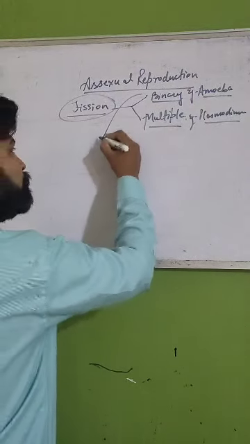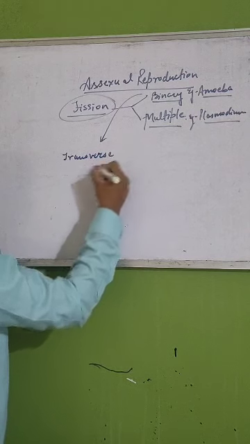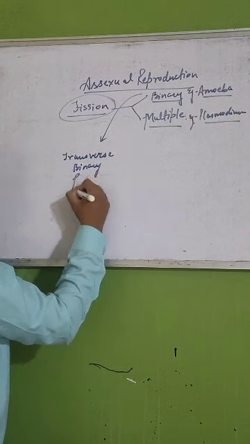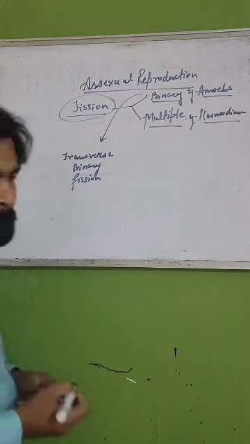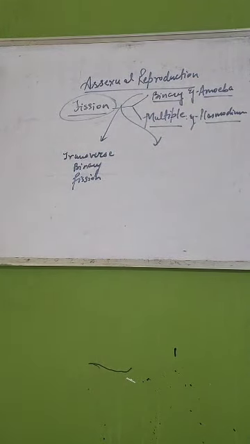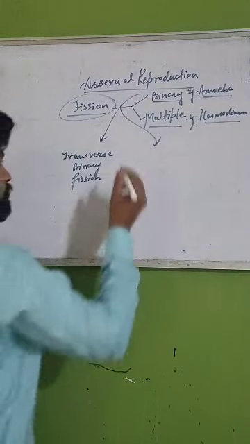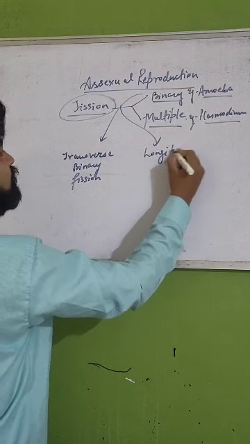If we talk about binary fission, it can again be subdivided into two forms. That is transverse binary fission, and the second one is longitudinal binary fission. Let me write it here.